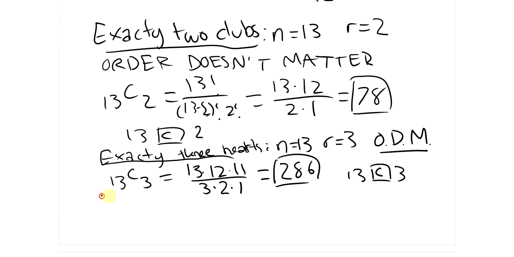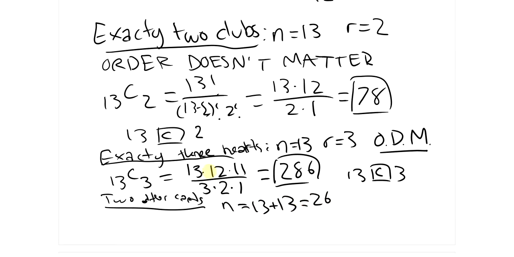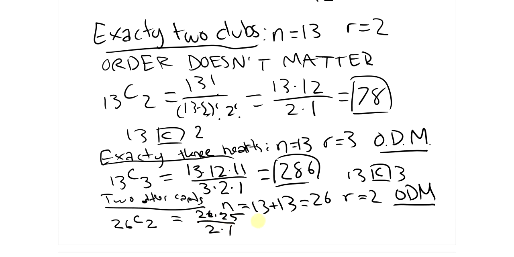So we've done the 2 clubs and the 3 hearts. And now we need the 2 other cards. These 2 other cards can't be hearts and they can't be clubs. So they're either going to be spades or diamonds. So n is 13 plus 13, our number of spades and our number of diamonds. So it's 26 and we're choosing 2. And again, order doesn't matter. So it'll be 26C2, which is 26 times 25 over 2 times 1, which is 325. Now on your calculator, that's 26C2.